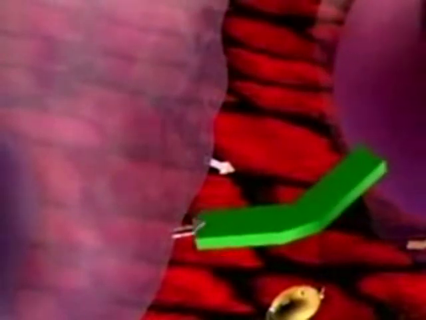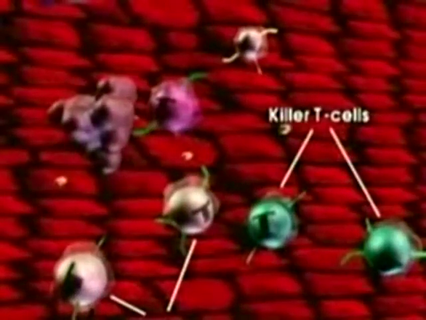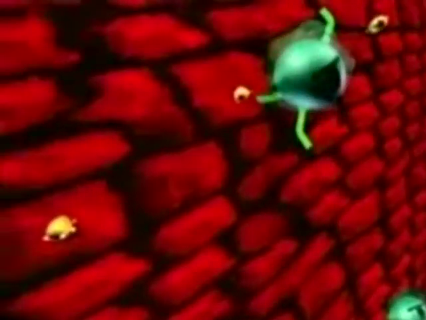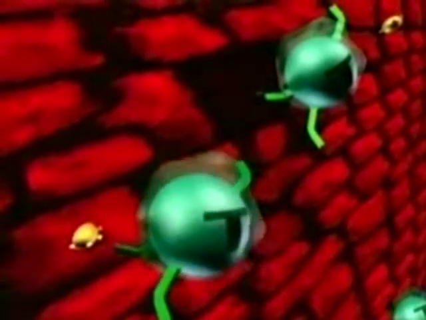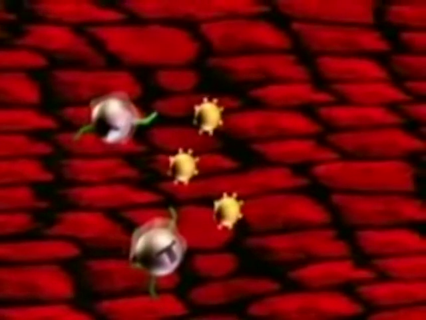Activated T helper cells in turn activate more T cells, which divide into killer T cells and memory T cells. Killer T cells attack and destroy cells infected with flu. They recognize these cells because infected cells also display bits of influenza antigen. Memory T cells remember the virus, enabling the body to recognize that strain of influenza in the future.